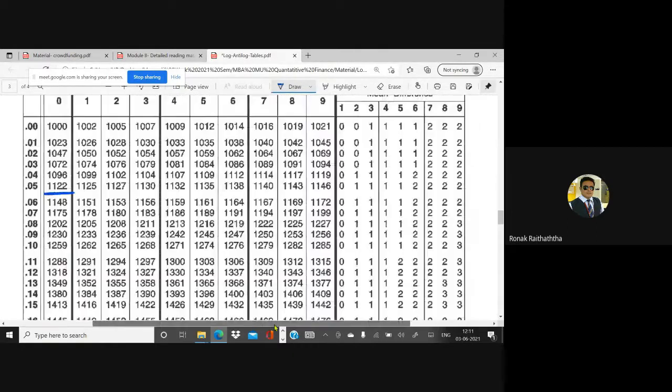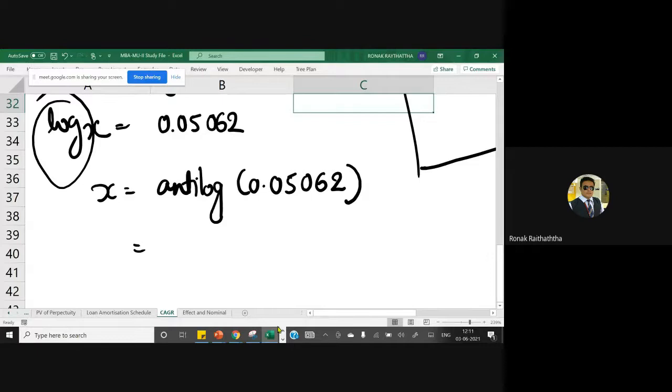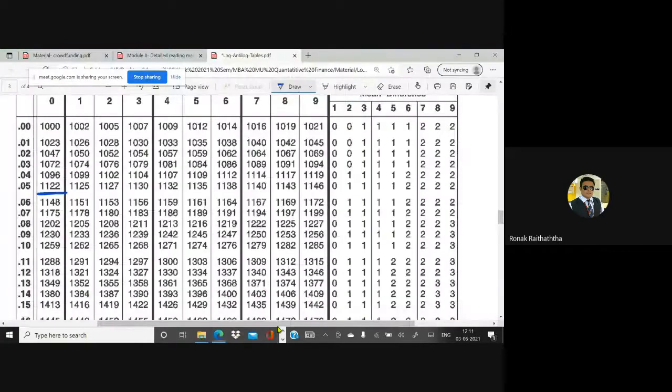And in that the min difference of 6 would be added. So 6 min difference is 2. So 2 would be added in this value, 1122. So 1124.